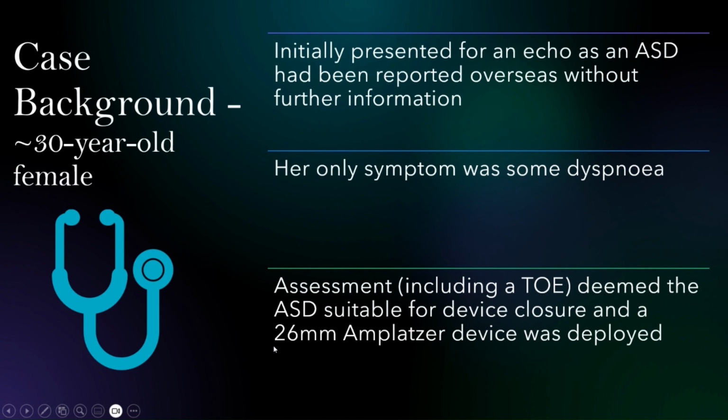The case study today is a female around 30 years old. She initially presented for an echo after an ASD was identified overseas, and she was looking at getting a closure done. She did have some dyspnea, but otherwise was well. The assessments, including a TOE, deemed she was suitable for a device closure, and a 26mm Amplatzer device was deployed.